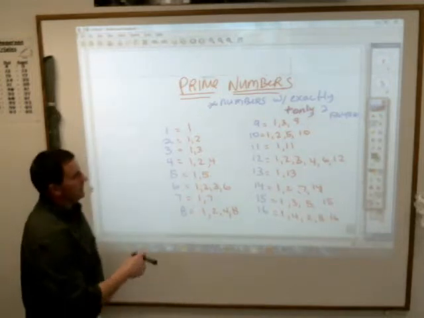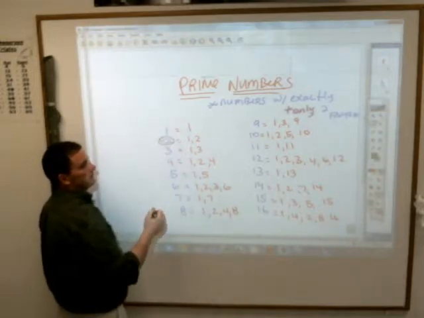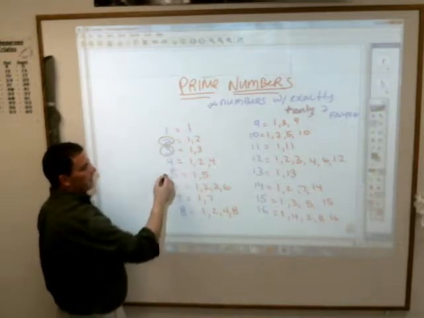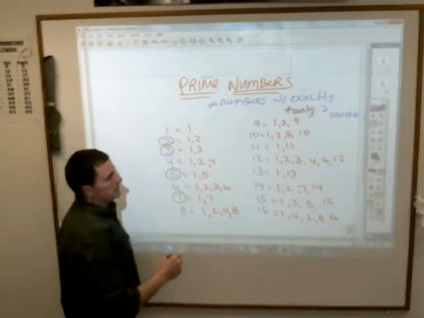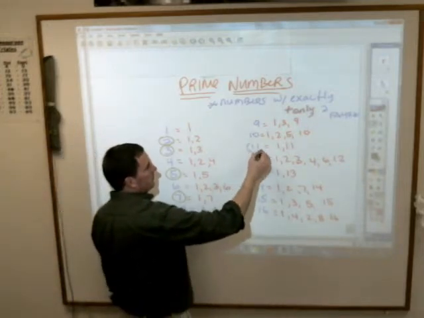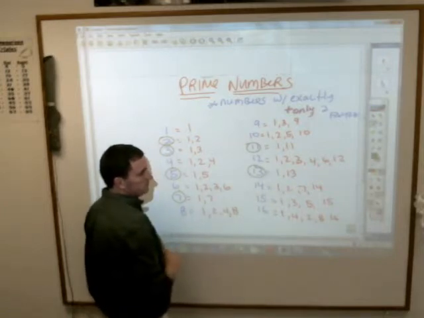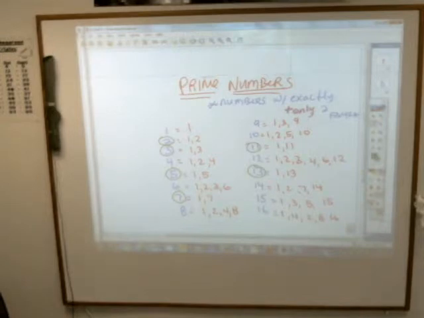The first prime number you see that has only 2 factors is the number 2. It is prime. The number 3 is prime. The number 5 is prime. The number 7 is prime. The number 11 is prime. 13 is prime. And right there, those are the first six prime numbers.